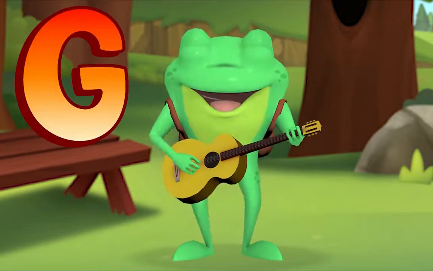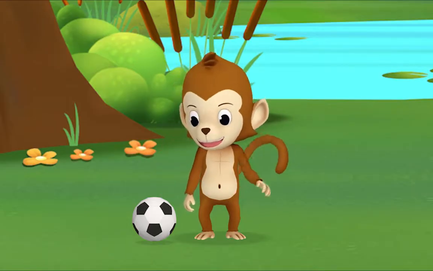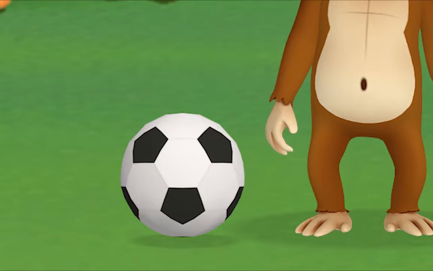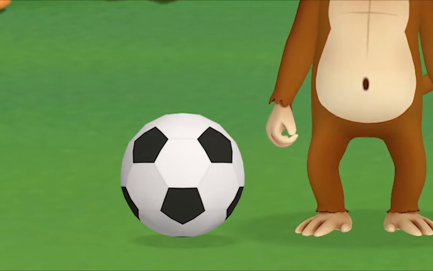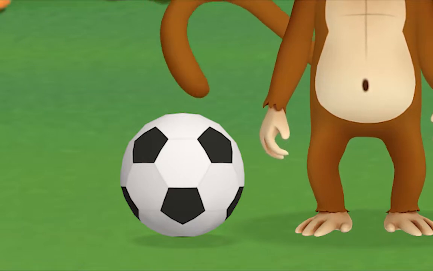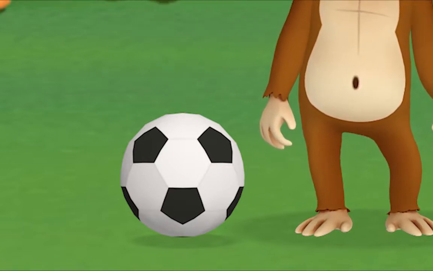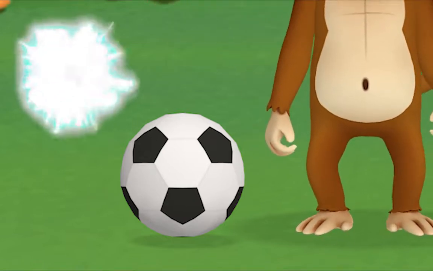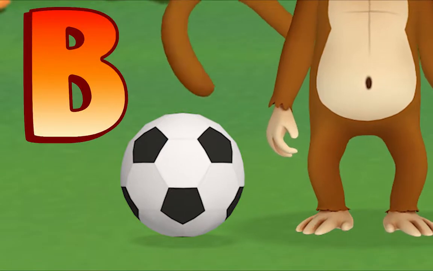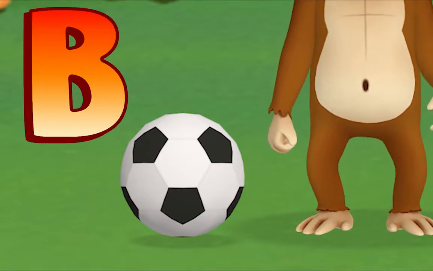Let's find more beginning letters. Hi, monkey. Look, a ball. Listen. Ball. What letter makes the beginning sound in ball? B! That's right.